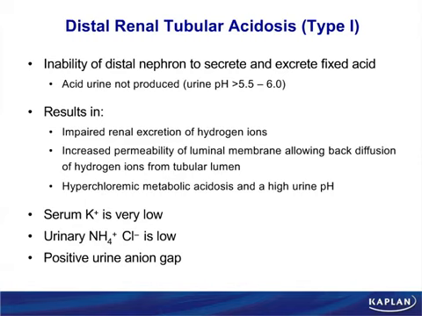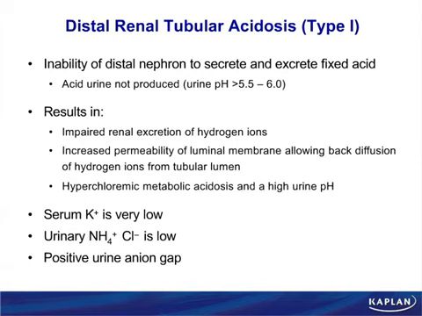You have, again, impaired renal excretion of protons. These patients will have a hyperchloremic metabolic acidosis. Your serum potassium will be low. Now, these patients will have a positive urine anion gap.